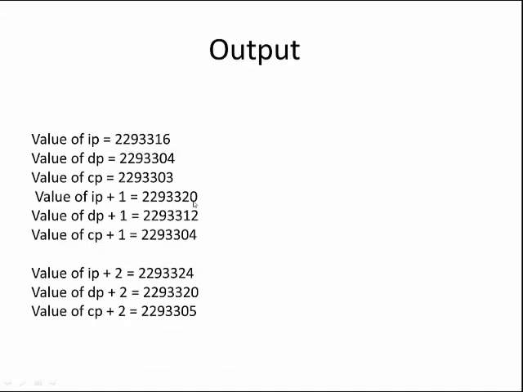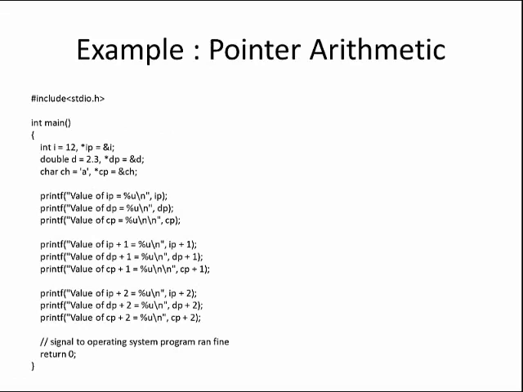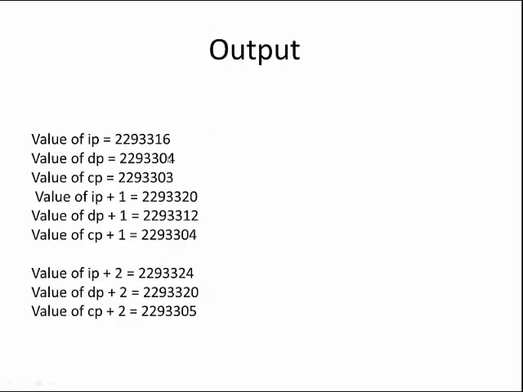Instead of 2293317, the address is 2293320, because we have used integer. Getting my point, guys? In case of double, same concept: 4 plus 8, 12. In case of character, 3 plus 1, 4. Are you getting my point, guys?